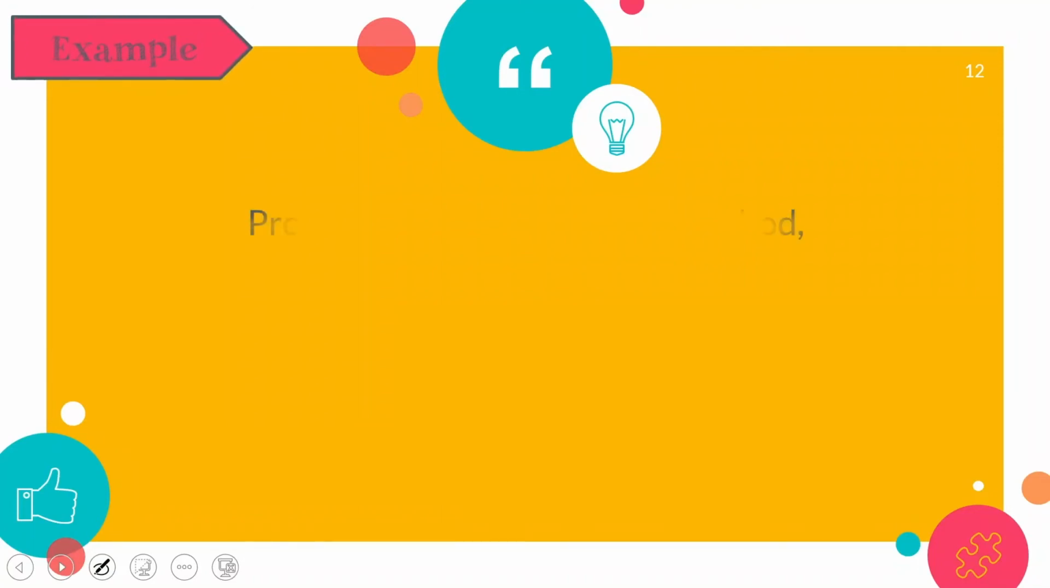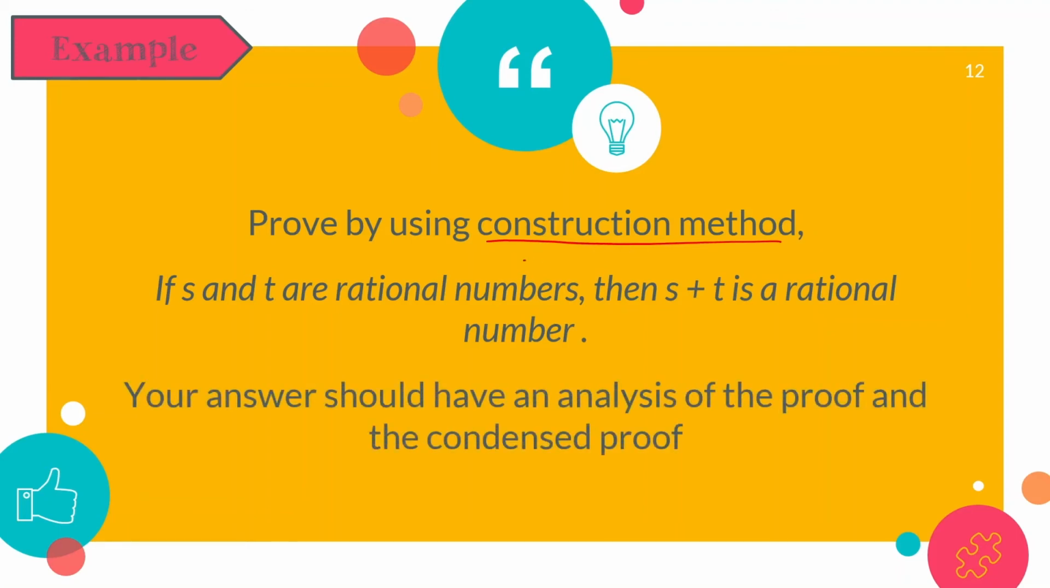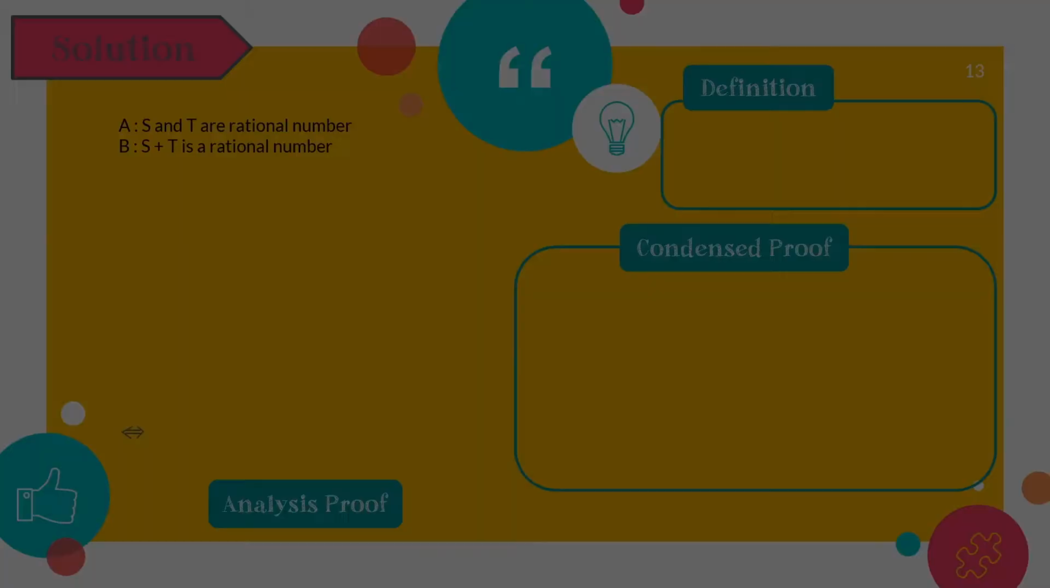Okay, another example is proving by using the construction method. We're going to prove this question by using the construction method. If s and t are rational numbers, then s plus t is a rational number. In this question, we didn't see any existential quantifier, but the question asks us to prove it with the construction method. Your answer should have an analysis of the proof and the condensed proof. So let's see.